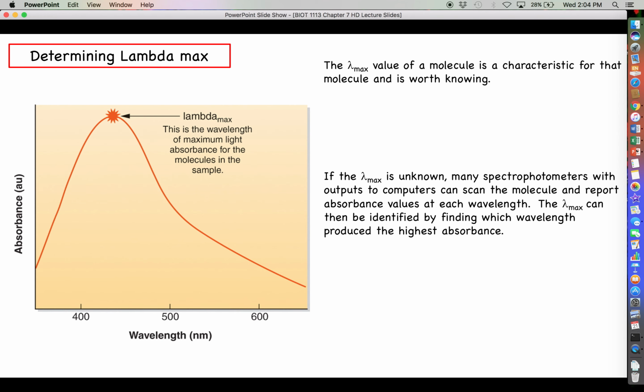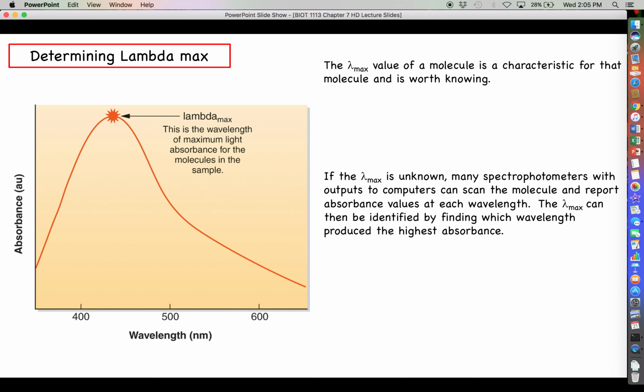So if you don't know the lambda max, most good spectrophotometers, especially the ones that are computerized and hooked up to computers, can actually scan the molecule, meaning it bombards it with individual wavelengths all between the UV and the visible light spectrum, and it will graph out the absorbance at those particular wavelengths. So you can see we're scanning from about 350 all the way up to 700, and for this particular molecule, the highest absorbance is given at this particular wavelength here. It looks like about 450 nanometers.